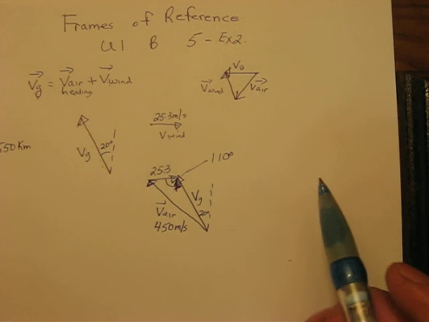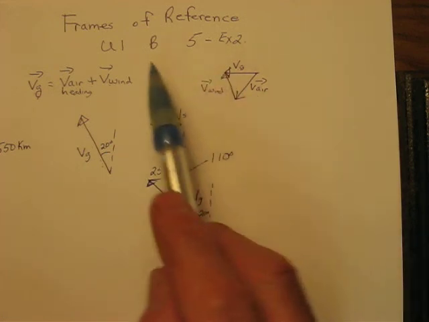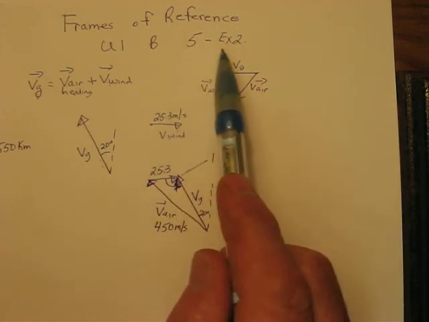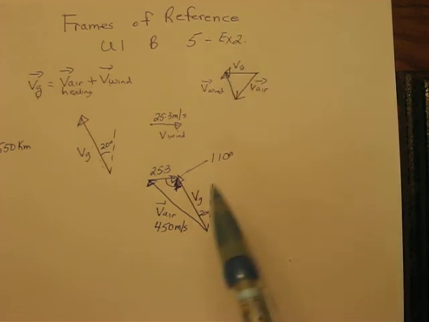Now, refer back to the section online and take a look at example number 2. The math of showing how to solve it is there. I hope that helps you in putting together the triangle, which you always have to do when you're solving airplane problems and often boat problems.